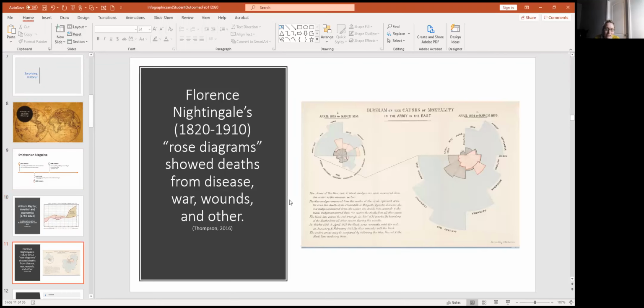Florence Nightingale used infographics. She created rose diagrams to show death from disease, war, wounds, and others. The different colors on the rose diagrams each explain a different type of death, whether it be disease or war related. So she could explain quickly to people what was going on, what was causing the mortality.